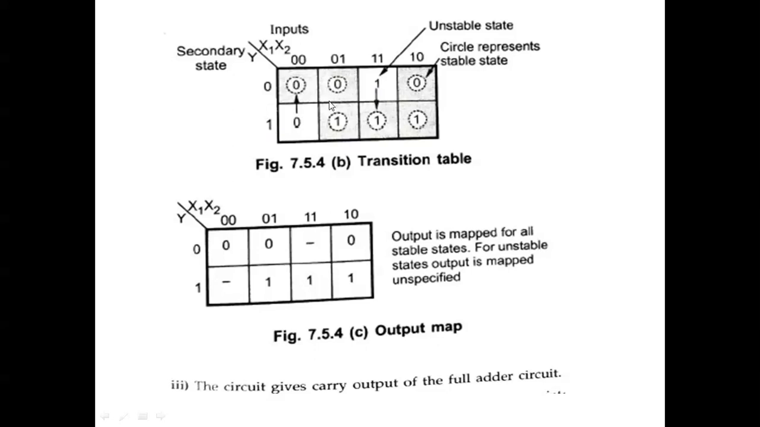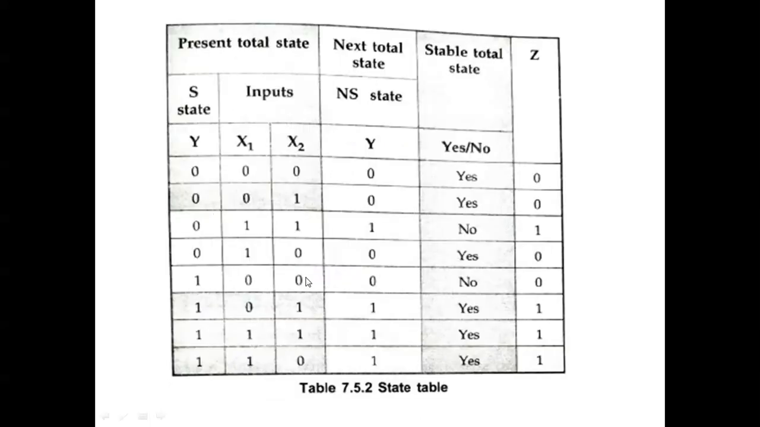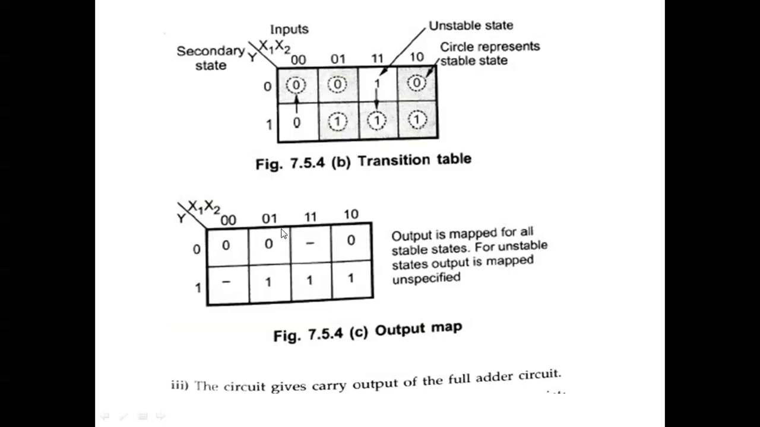Similarly here it is 1, same value is there, just circle it. So the circled value represents a stable state. If there is no circle, it is an unstable state. And in the output map, wherever it is unstable, you just put a hyphen. So this is the output map. It is easy. Basically, if it is stable, just circle it. If it is unstable, no need to circle. Wherever it is an unstable state, put a hyphen, that is the output map.